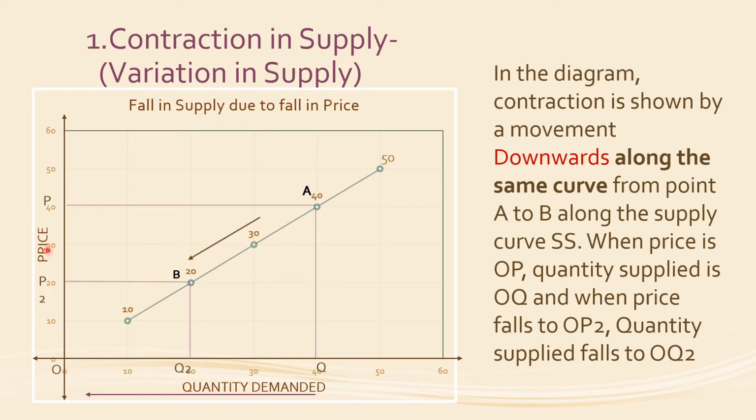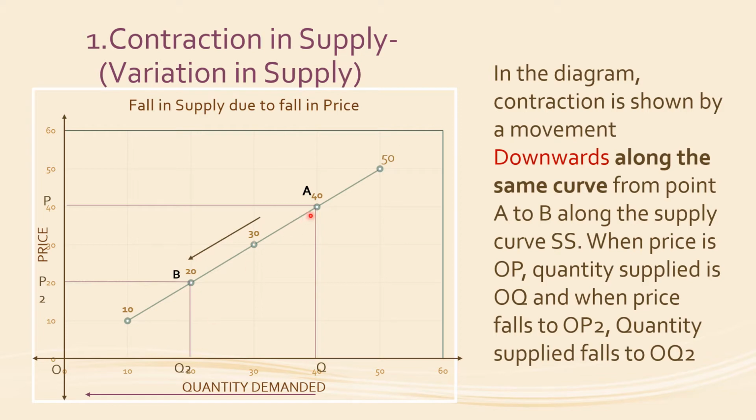Let us consider now that the original price is OP, that is rupees 40, and we are talking about the supply curve of ice creams. At this price OP, the quantity supplied is 40 units, that is OQ. Consider now that the price falls from OP to OP2 to rupees 20. At this new price, there is a new quantity supplied, that is 20 units. We denote it by Q2.